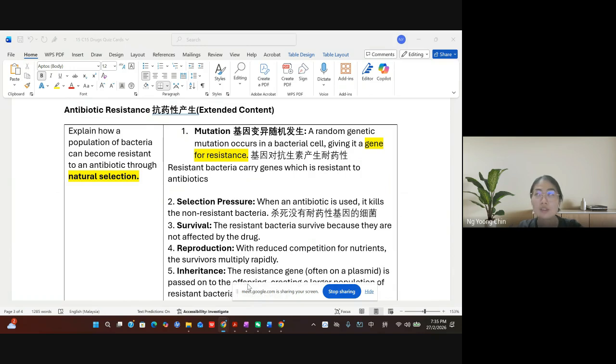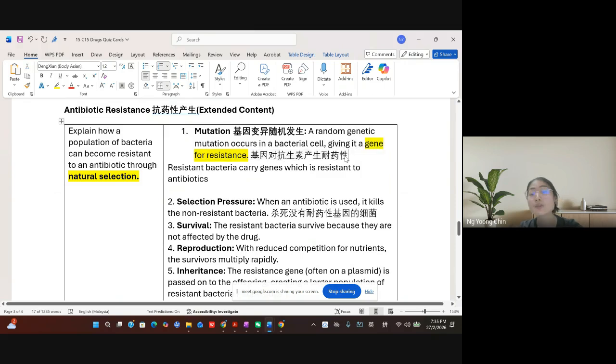So if you didn't complete your antibiotic treatment, what will happen? There will be some bacteria left in your body, and these bacteria will not be killed by the antibiotic, because they have already developed resistance. So why are these bacteria able to develop resistance? Because they carry the resistant gene.